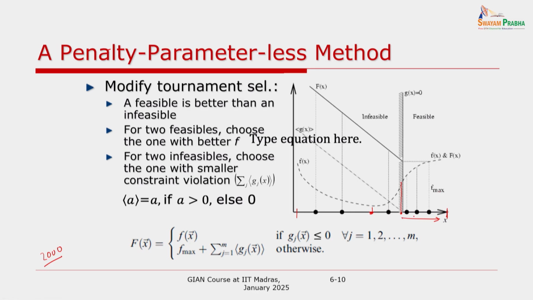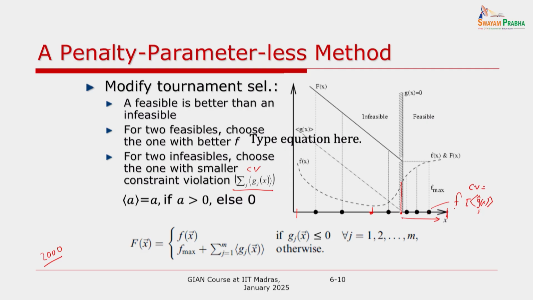How do I assign a fitness? Every point has an f, which is this value to the dashed line, and also a constraint violation, this sum of g_j(x). I call this CV, constraint violation. So for every point, I have an F and a CV. If CV is positive, that means it's infeasible. It's not satisfying at least one of the constraints. If it's 0, the way we have defined it, it is feasible. And F can be anything, positive or negative, but my goal is to minimize.